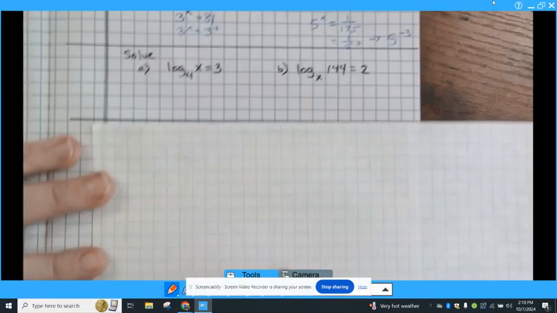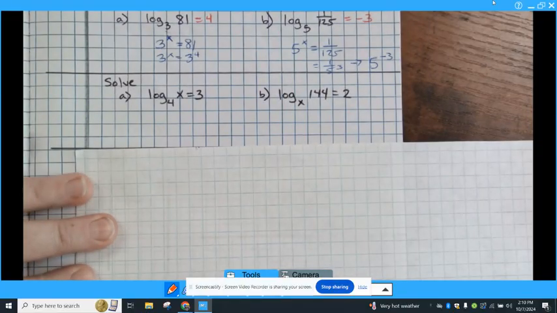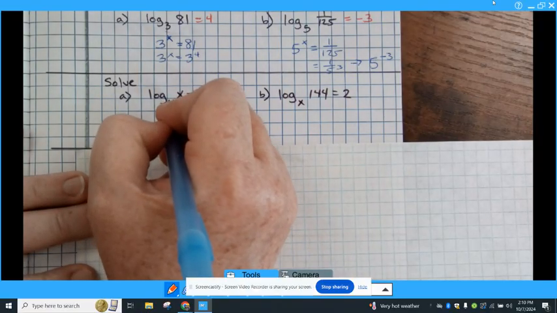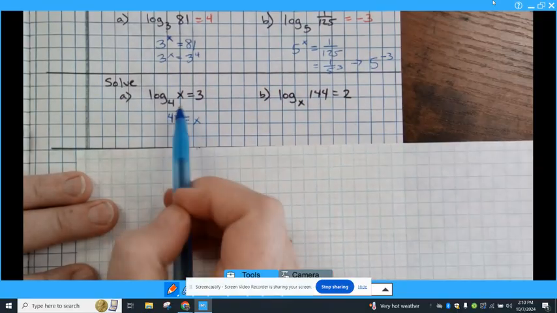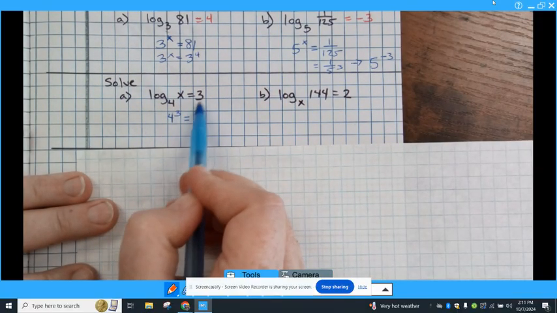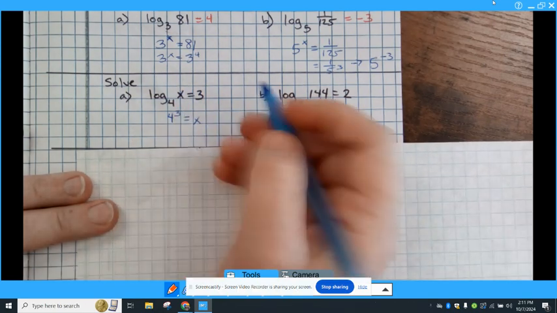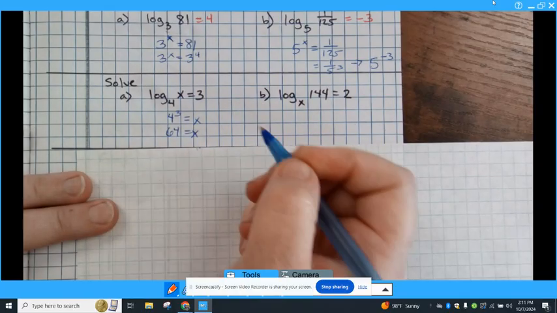So these ones we would solve. Again, just rewrite it exponentially. So this is a solve for x. So exponentially, this is 4 to the 3rd is equal to x. Base to the exponent to the answer. 4 to the 3rd is x. 4 to the 3rd is 64. Is equal to x.